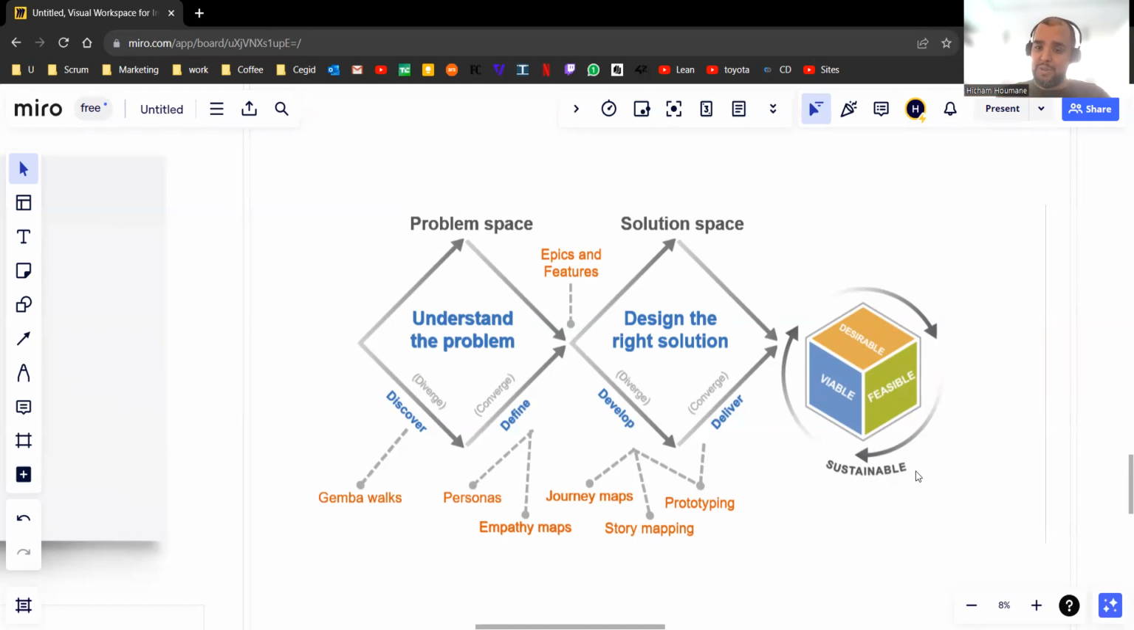The best way for you to ensure a desirable, feasible, viable, sustainable solution is if every person involved in this entire process first has visibility over all of this process and also has an understanding of what it means to develop something desirable. What does it mean to develop something feasible? What does it mean to develop something viable? What does it mean to develop something sustainable?